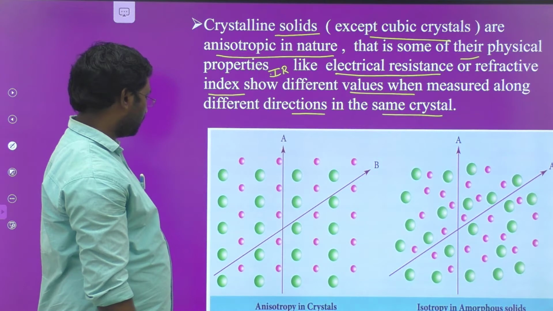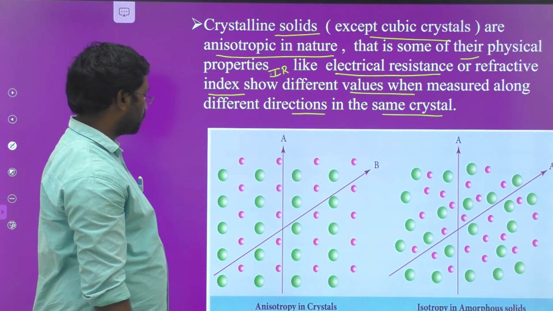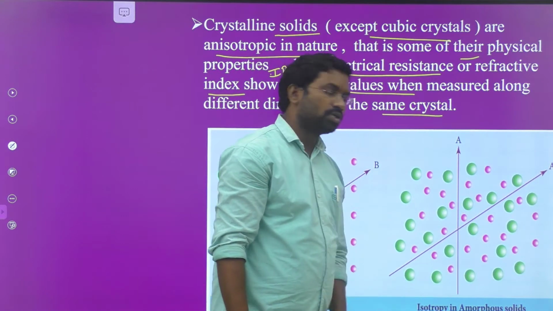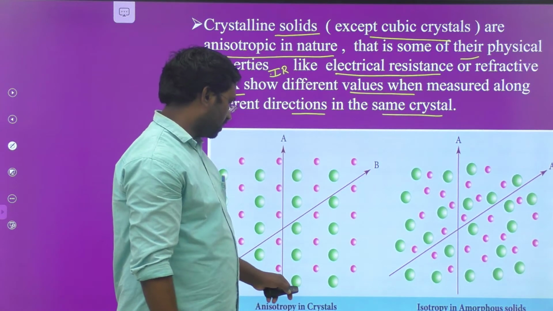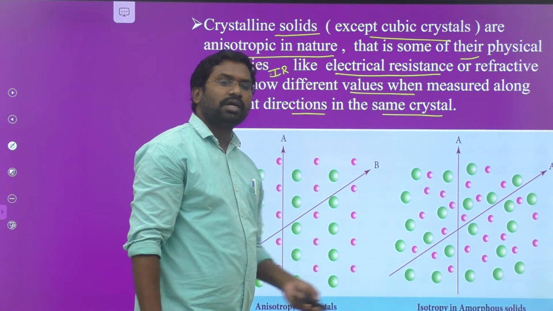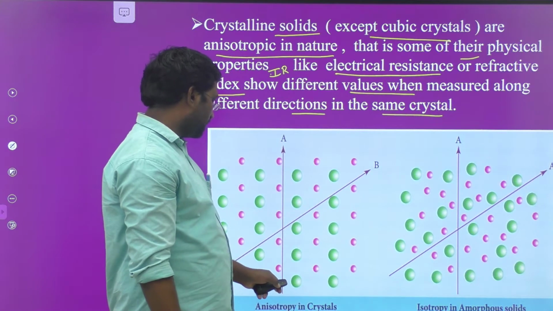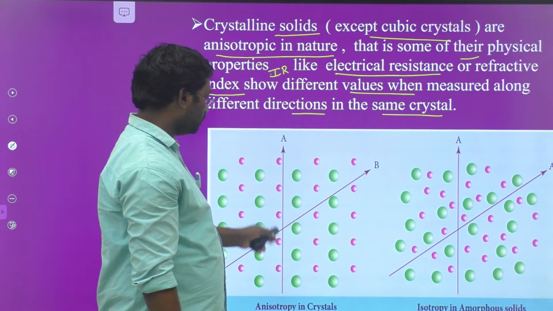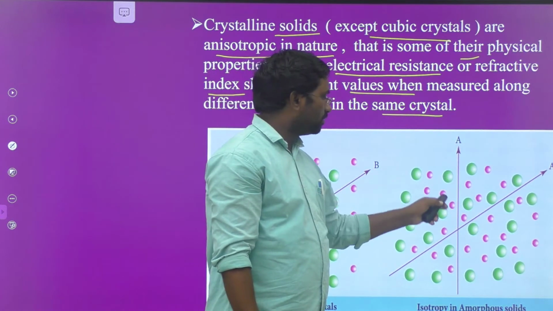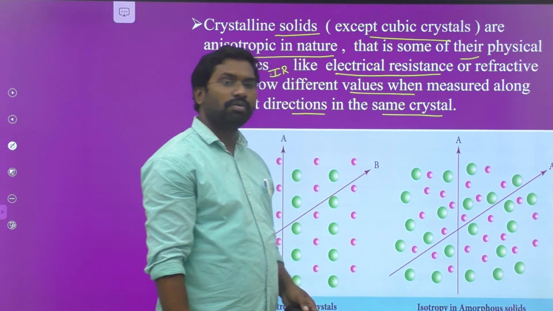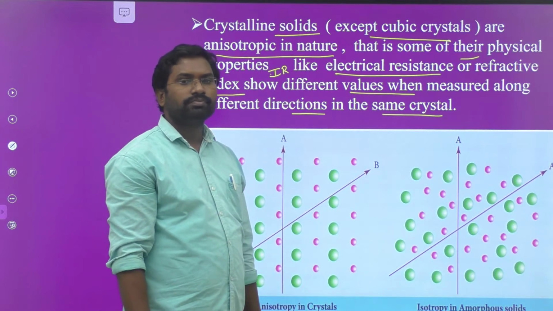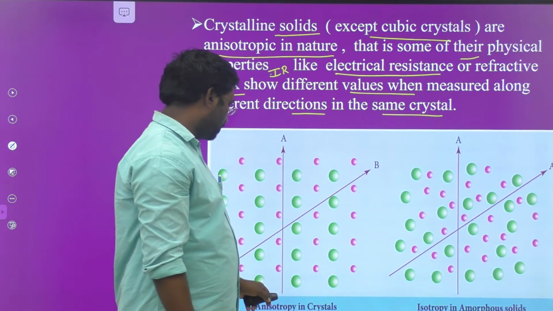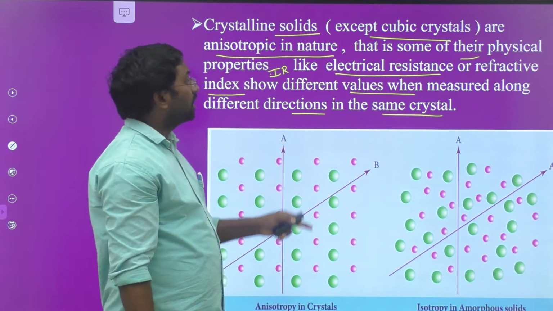So look at this arrangement of the particles in crystalline solids and amorphous solids. Anisotropy in the crystals and isotropy in the amorphous solids. Anisotropic character in the crystalline solids and isotropic character in the amorphous solids. In the anisotropic crystals, the arrangement of the particles has a definite order. In the case of amorphous solids, the arrangement of particles is not in a particular form, because amorphous means no form. The arrangement of the particles does not have any particular pattern. But in view of anisotropic and isotropic nature, I already mentioned this point.